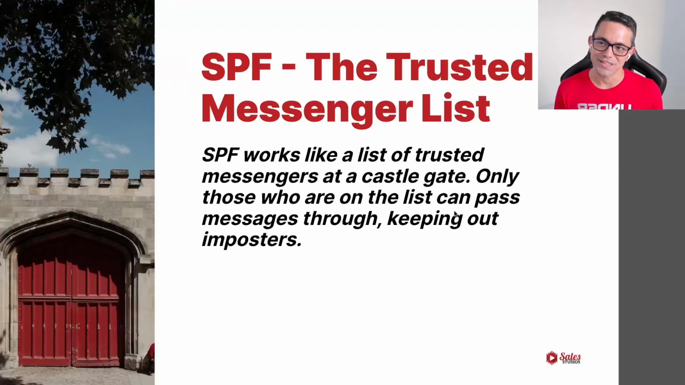The SPF is the trusted messenger list. Let's imagine for a second that there is a castle, and in order to get to that castle, you, as a messenger, need to be in the trusted messenger list. In other words, if you try to deliver a letter to the castle, you need to be in that list. If you're not in that list, you may or may not be able to get in.